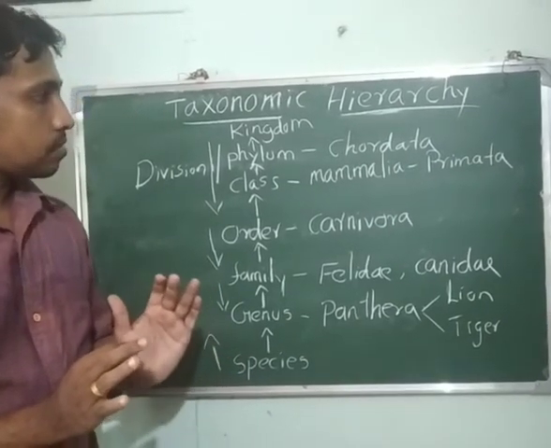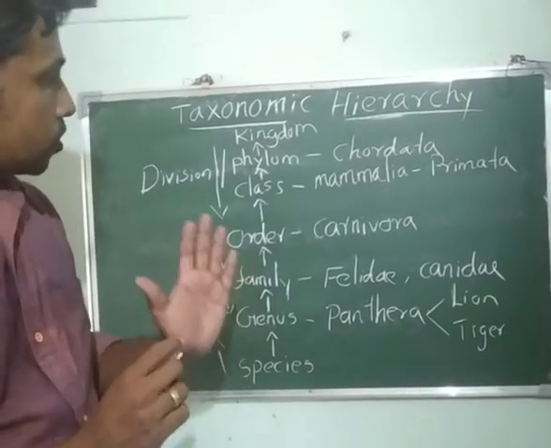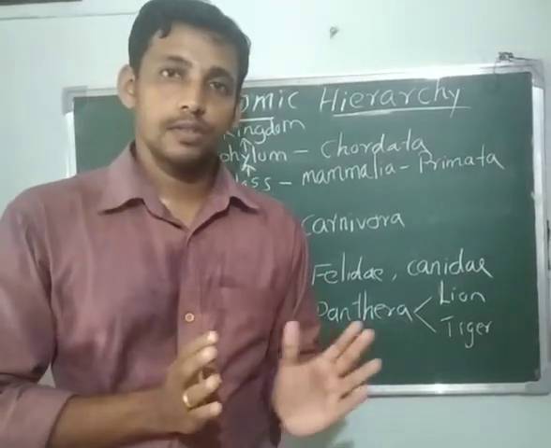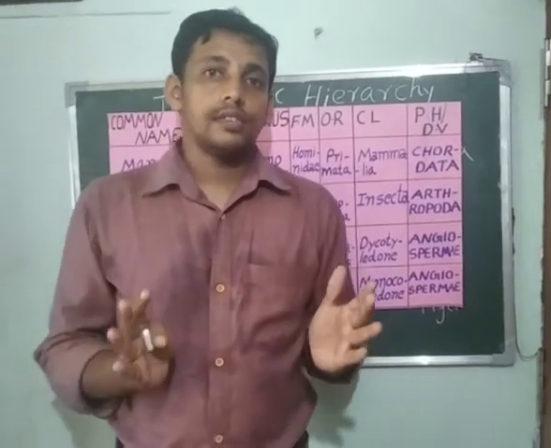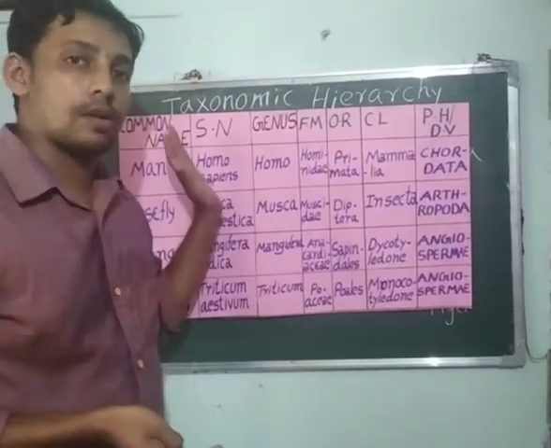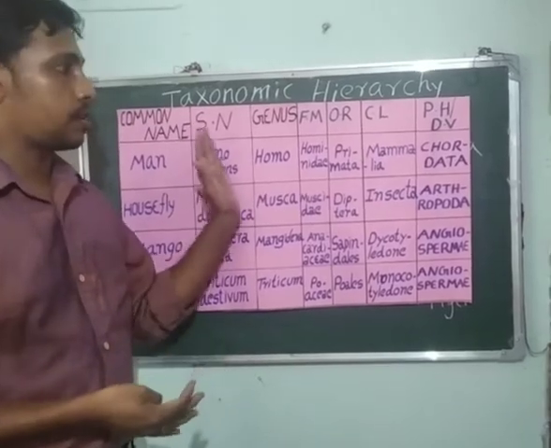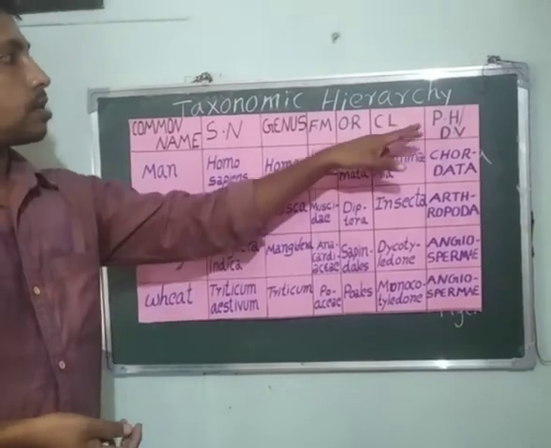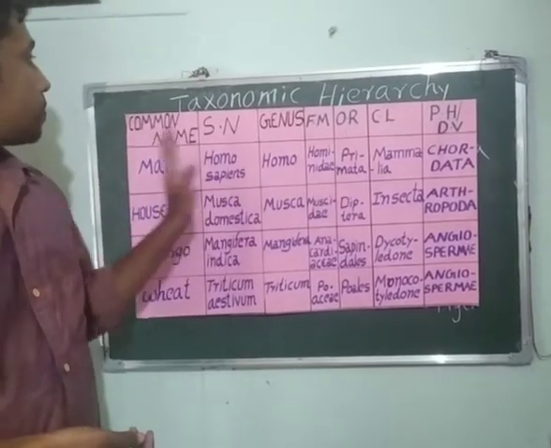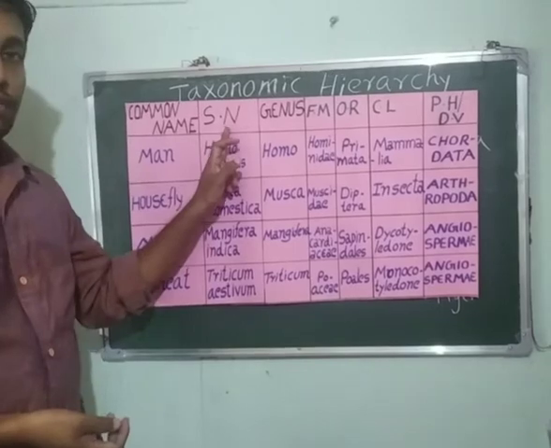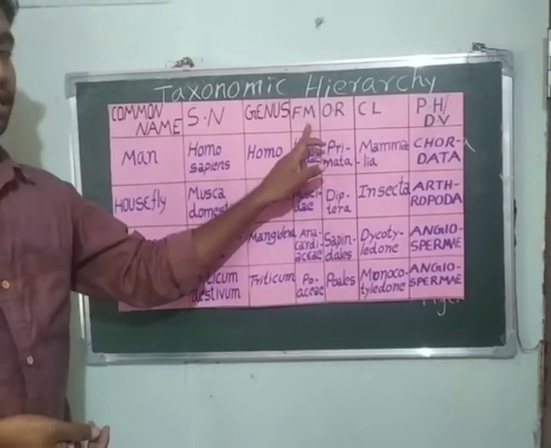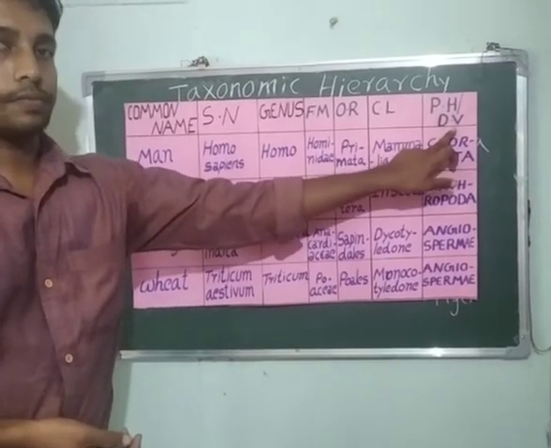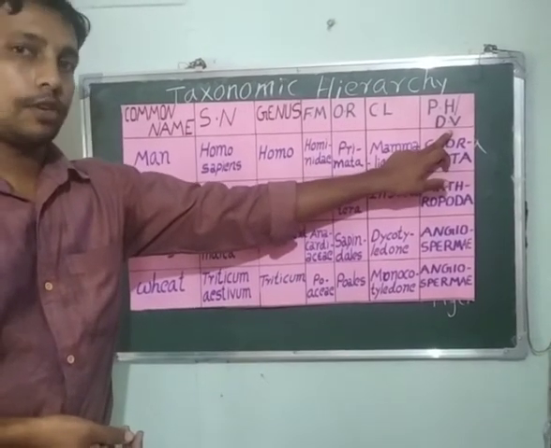Okay. So now we are moving on to the classification of some organisms. Here is the classification of some selected organisms. The taxonomic hierarchy is noted here: the common name, scientific name, genus, then family, order, class, phylum or division. In the plant kingdom we use division.